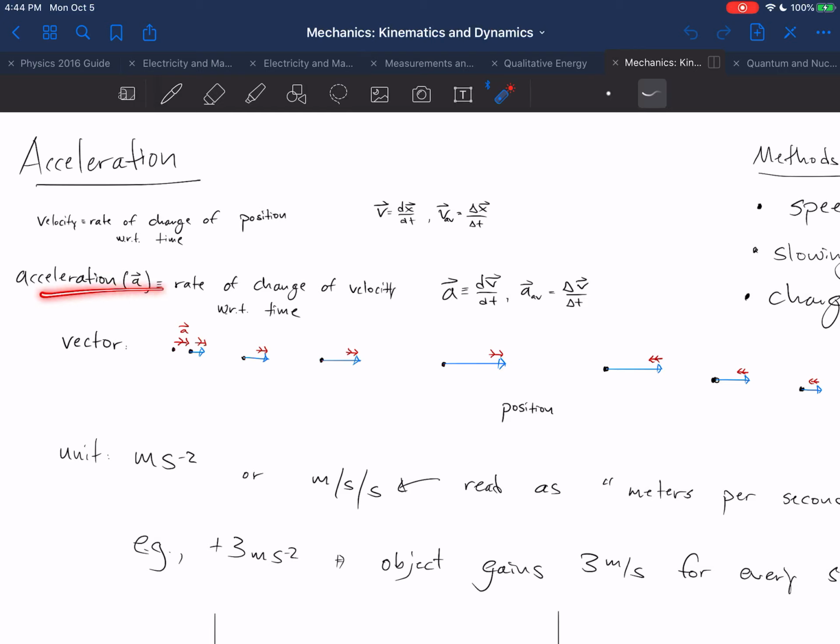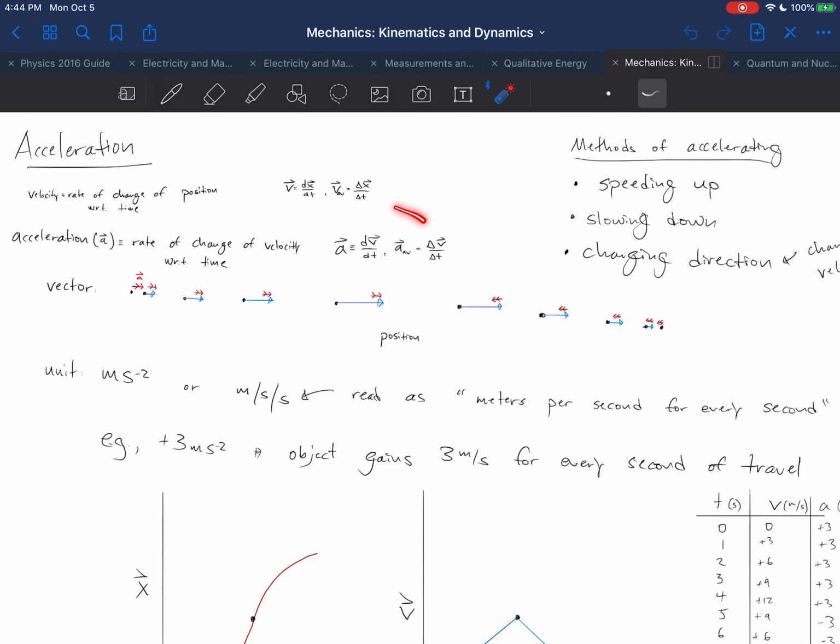So acceleration, written as a with a vector arrow, is the rate of change of velocity with respect to time. This is the definition of acceleration. In calculus notation, the instantaneous acceleration is given by dv dt. But for everyone without calculus, the average acceleration is given by the change in the velocity over the change in time. So this is an equation we're going to use quite a bit in this class. Notice that we are going to have some acceleration whenever there is a change in velocity. And so there are three ways we can accelerate in physics.